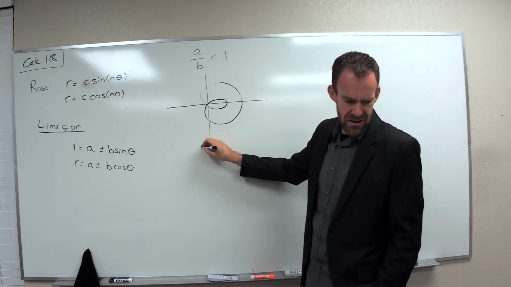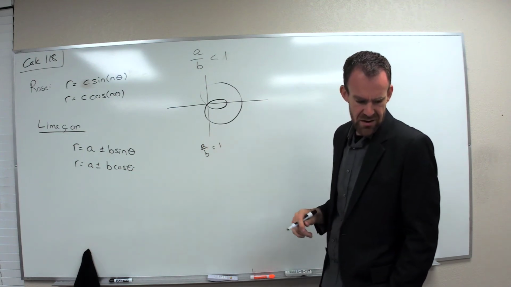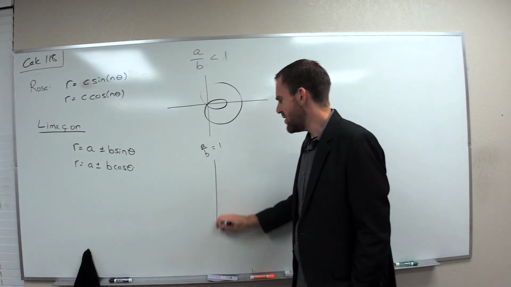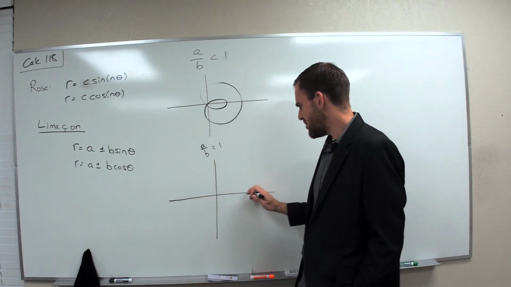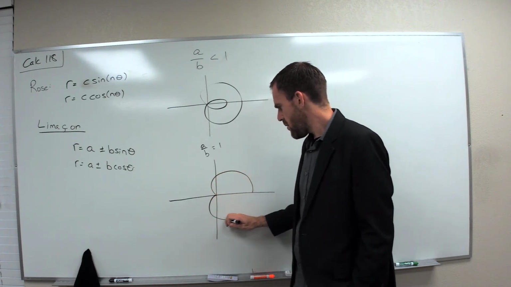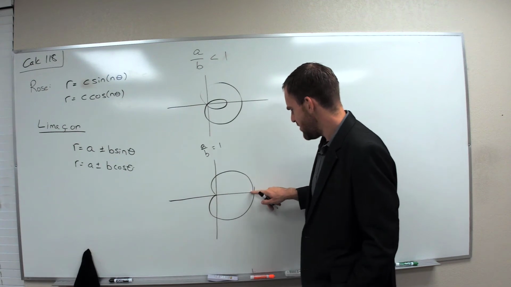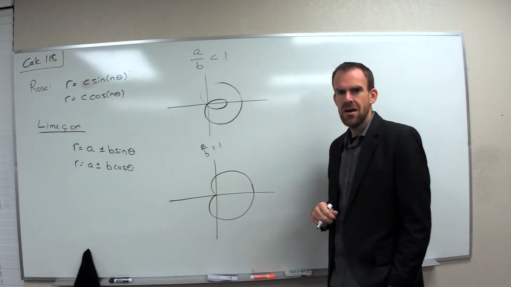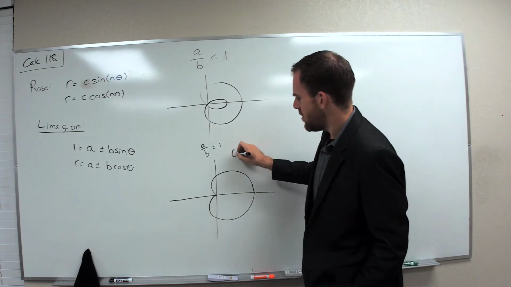Now if a over b equals 1, we have this thing called a cardioid. And it's called that because it looks like a certain organ called the heart. And those match up. There we go. So that's a cardioid.